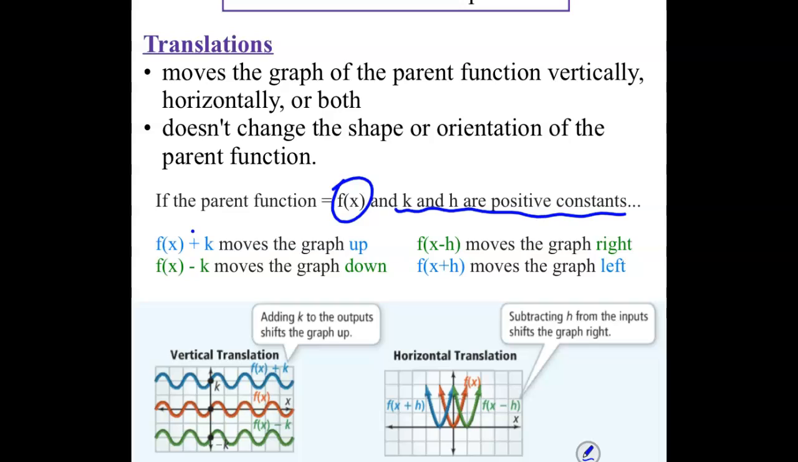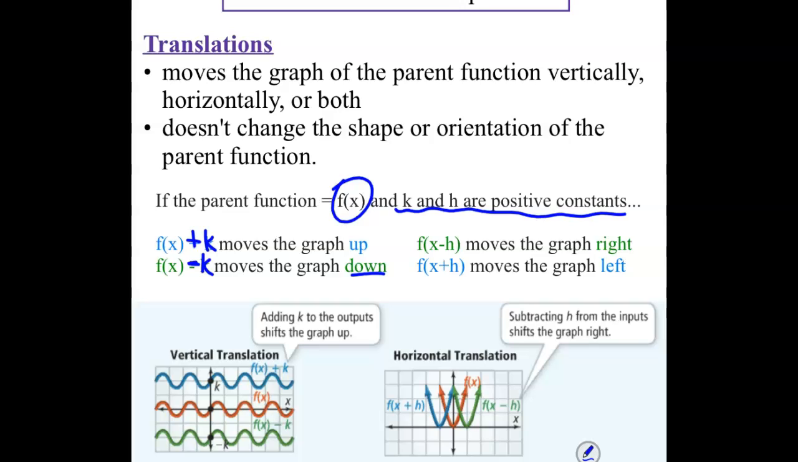If we have a plus k or a minus k on the outside of the function, so whatever that f of x is doing, there's something extra being tacked on at the end, that's a vertical move. It moves the way you think it should move. If I say I'm going to add something to it, I'm thinking I'm making it bigger, right? I'm moving it higher. It's going to move it up. If I'm subtracting that value, it's going to move it down. So your k is going to be a vertical kind of shift.